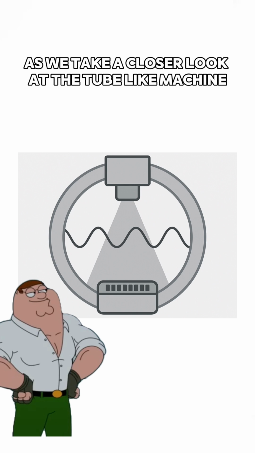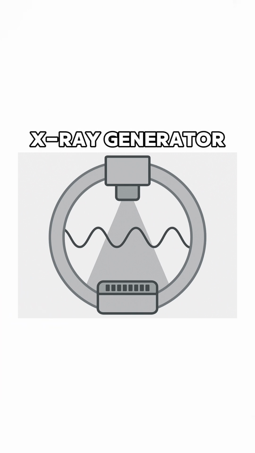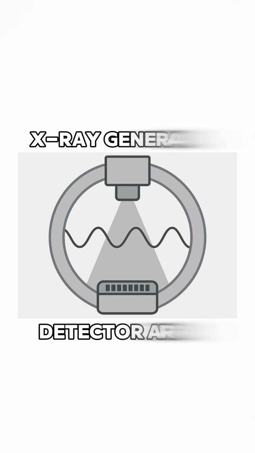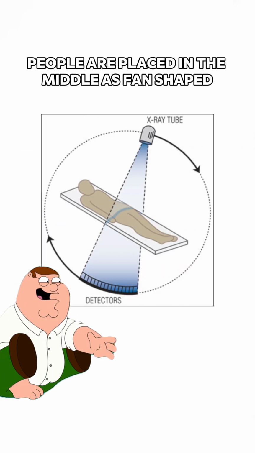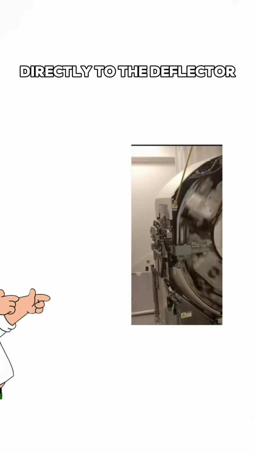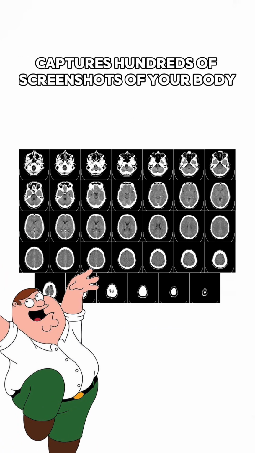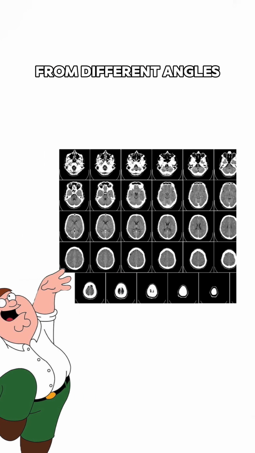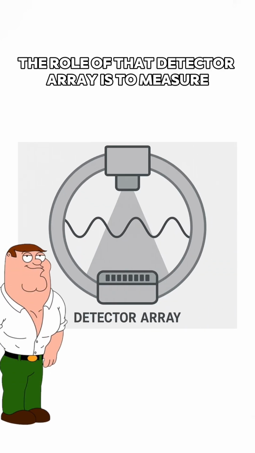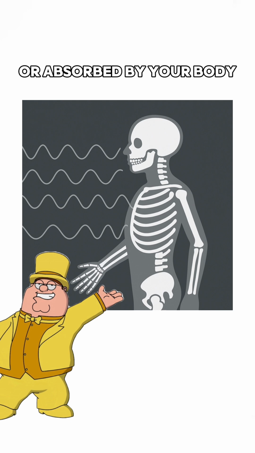As we take a closer look at the tube-like machine, you'll notice the top has an X-ray generator and the bottom has an object called a detector array. People are placed in the middle as fan-shaped X-rays are emitted from the generator directly to the detector while the entire thing spins around. This process captures hundreds of screenshots of your body from different angles. The role of that detector array is to measure how much of that X-ray has been blocked or absorbed by your body. This is otherwise known as attenuation.